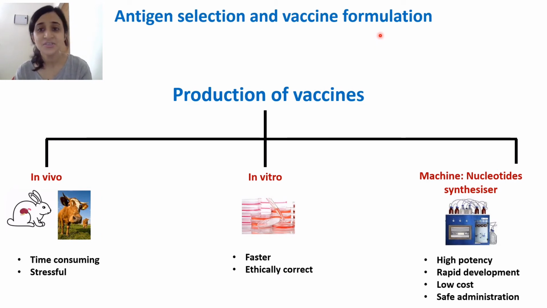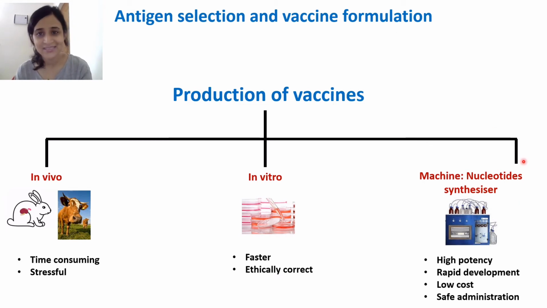Now, early vaccines were produced in vivo, like infecting calves with cowpox or rabbits with rabies virus, although most influenza virus vaccines are still made in chicken embryos. But these were more time consuming and stressful for the animals, right? So recently, vaccines are developed in the lab, or in vitro. That is, we are culturing animal cells in the laboratory, and those are used for vaccine development. So those are faster compared to in vivo and ethically better.